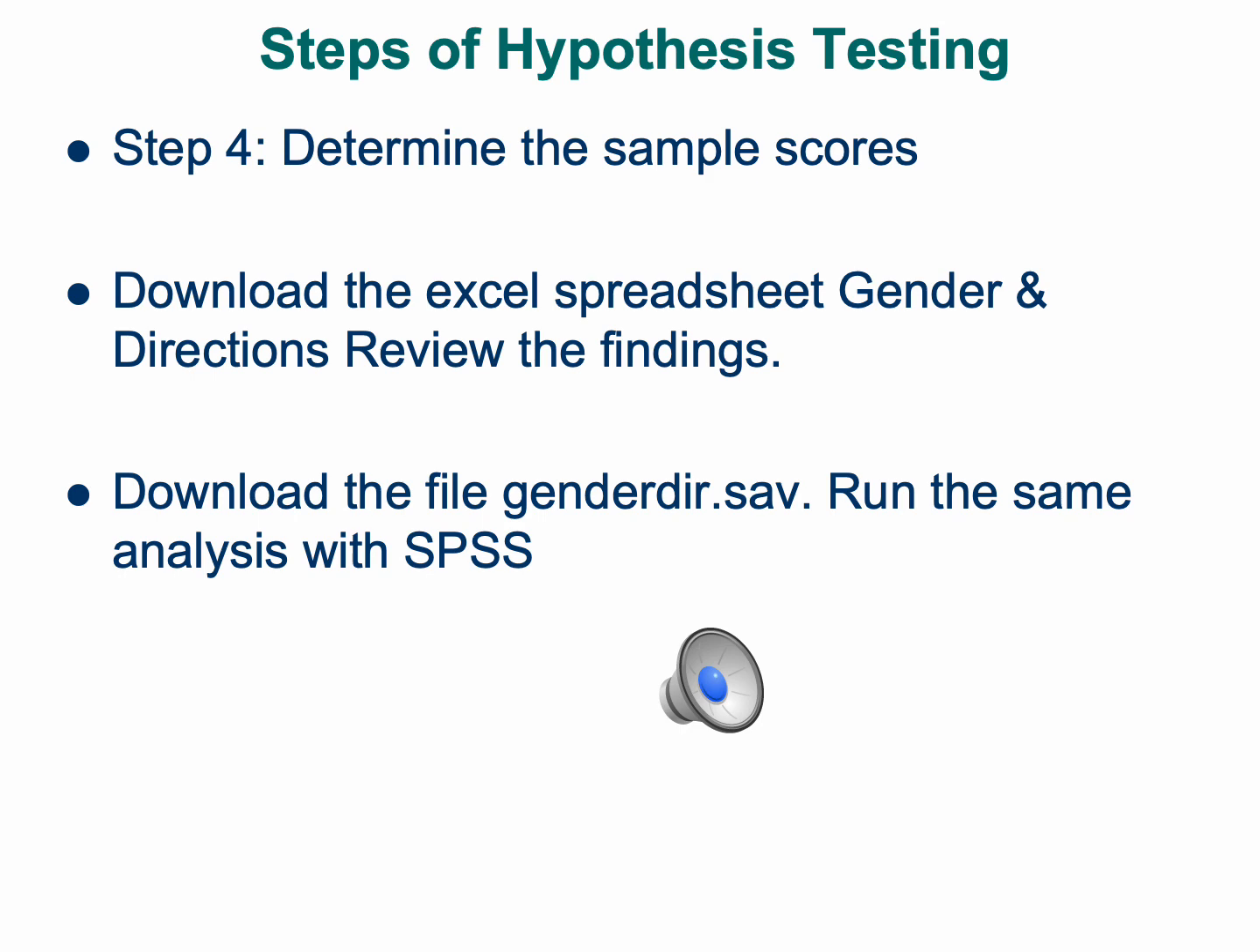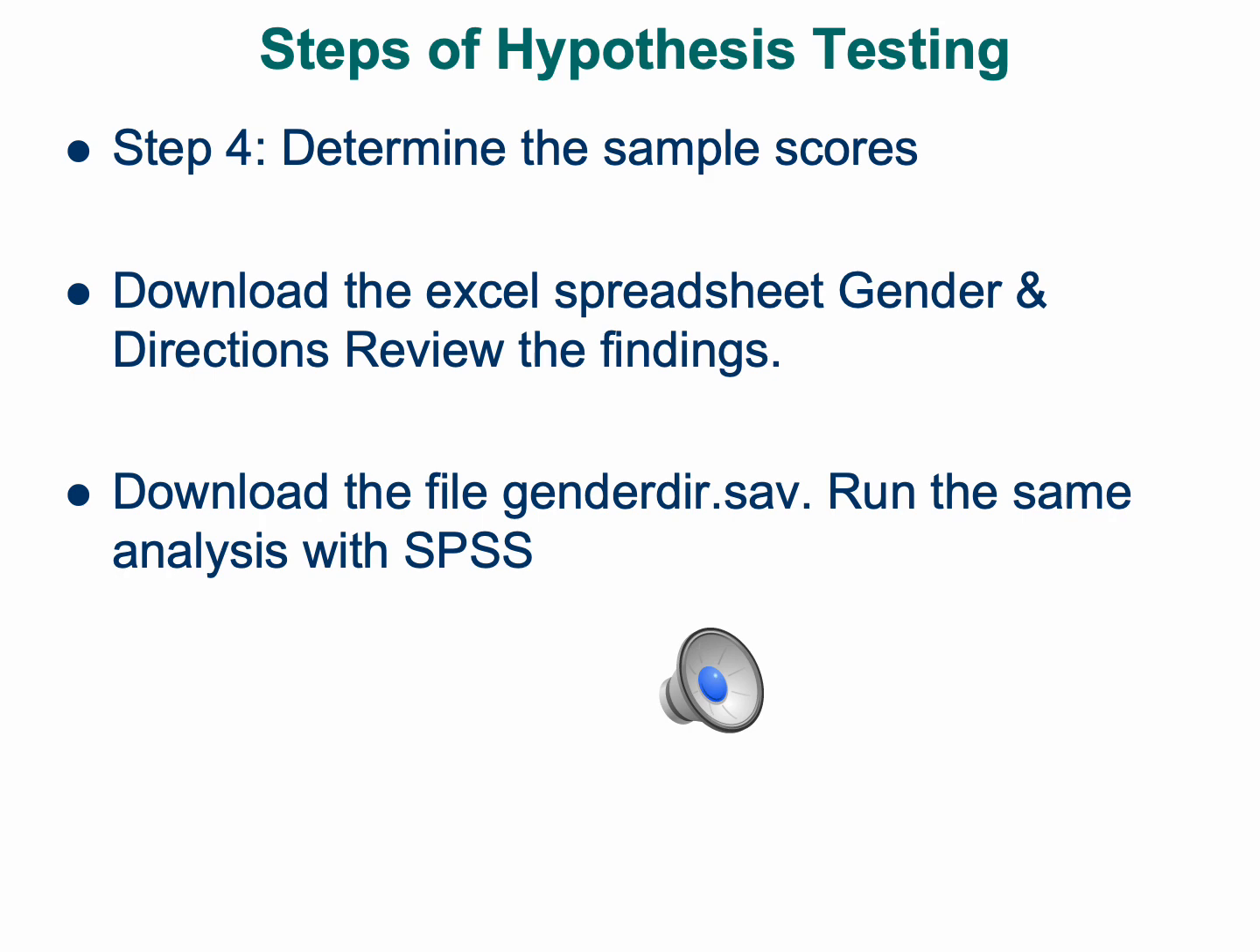So step number 1 is go to the Blackboard website, go to the course website, and download a file called Gender and Directions Excel Spreadsheet. And take a look at that spreadsheet. Have it open with this presentation so that we can follow along together. Then also download a file called Gender Directions or genderdir.sav. It should be called something like Gender and Directions SPSS data file. So both of those are downloaded. You can open it up in SPSS and have all three open at the same time. So you should be able to have this presentation, Excel open, and SPSS open, showing all these files.